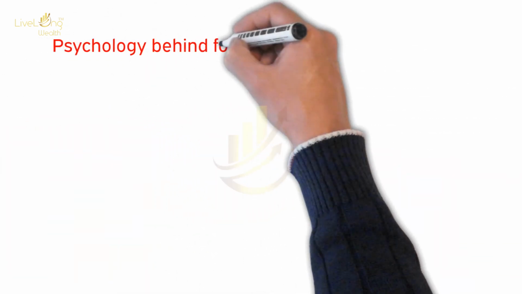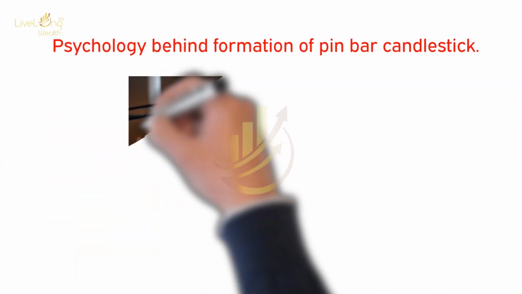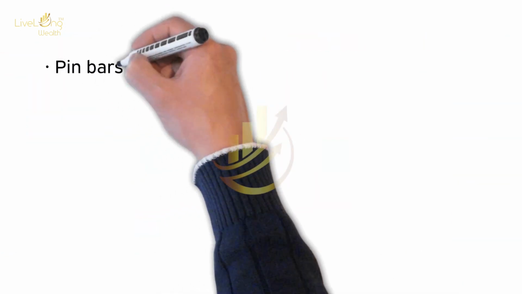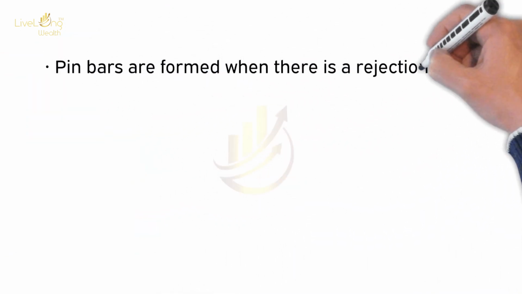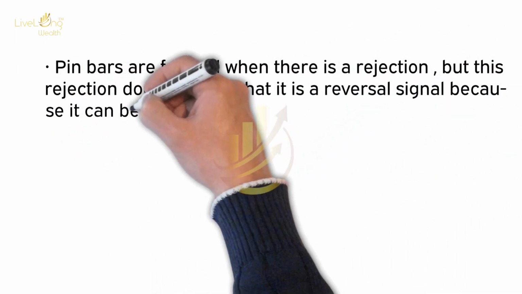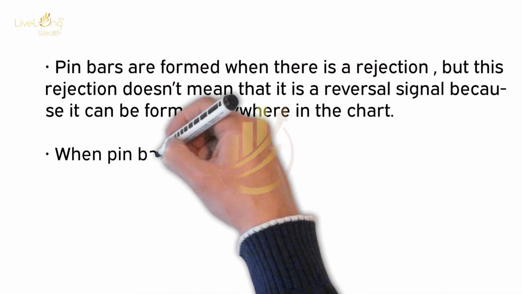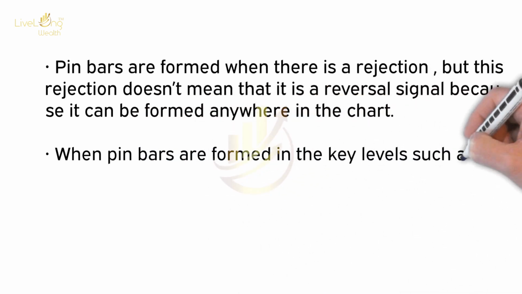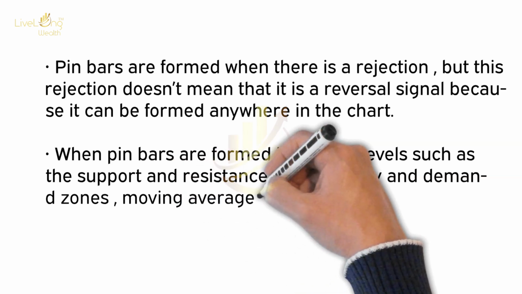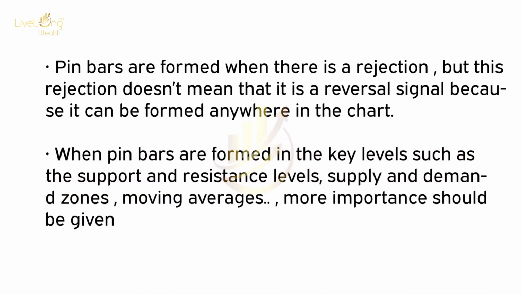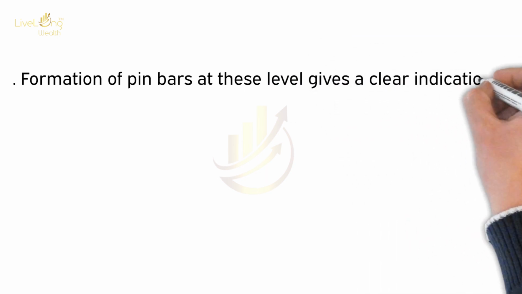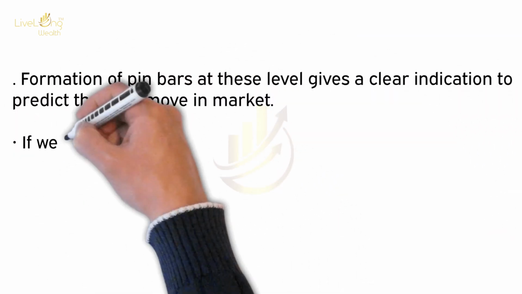The psychology behind the formation of the pin bar candlestick. Pin bars are formed when there is a rejection, but this rejection doesn't mean that it is a reversal signal, because it can be formed anywhere in the chart. When pin bars are formed at key levels such as support and resistance levels, supply and demand zones, and moving averages, more importance should be given. Formation of pin bars at these levels gives a clear indication to predict the next move in the market.